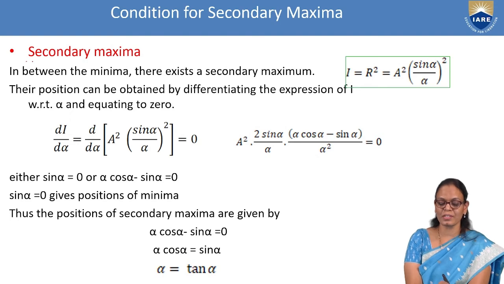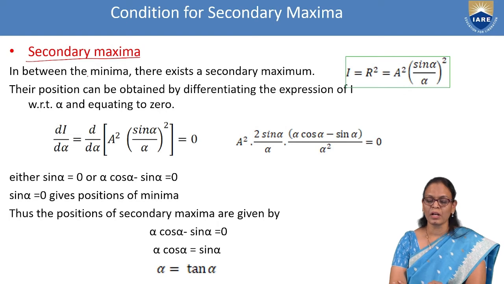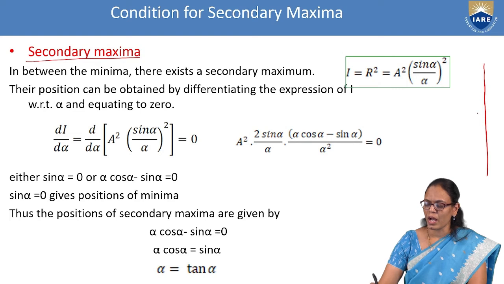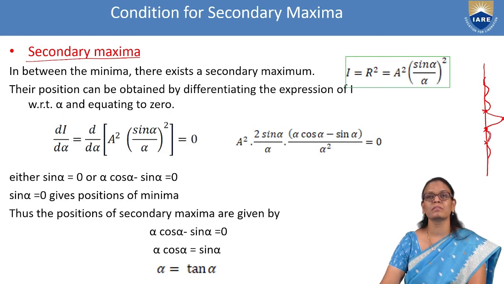Now the condition for secondary maxima. So what is the condition for secondary maxima? Now if we see the diffraction pattern, at the center, we are having a principal maxima. Then there is a minima on either side. So if this is the principal maxima, this is the minima. On either side, in between the maxima, this is one minima and one minima. Between these two minima, you will have a secondary maxima.